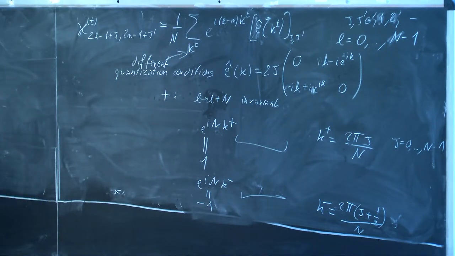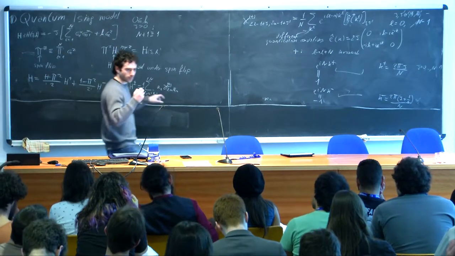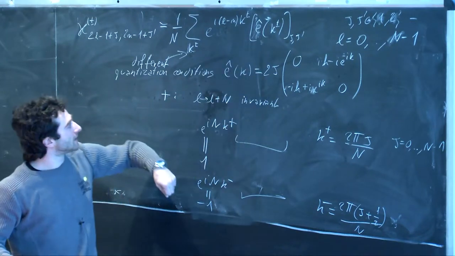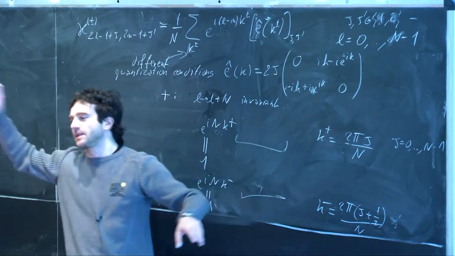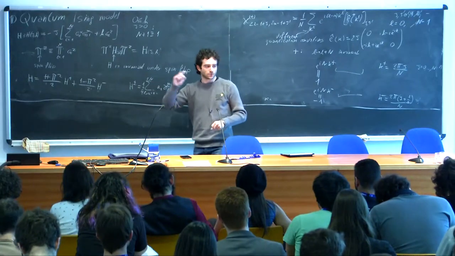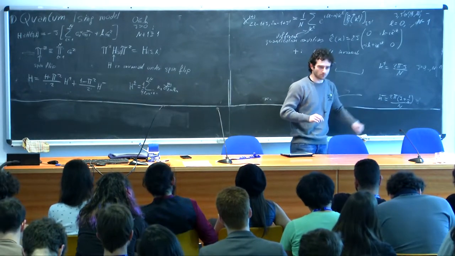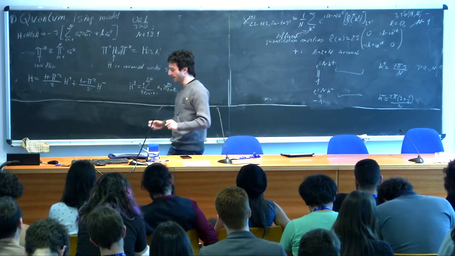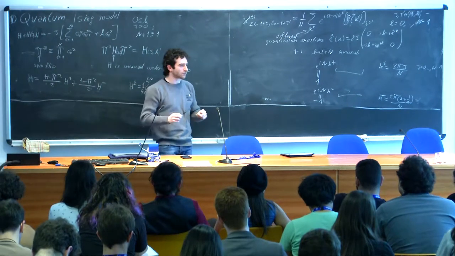And so what we are seeing is that if we restrict to the sector where pi z is equal to 1, the momenta are quantized according to this case. If instead we consider a sector where pi z is equal to minus 1, the momenta are quantized in this way. So we are splitting the eigenfunctions in two different sectors, and depending on which we consider, we have to apply one or the other.